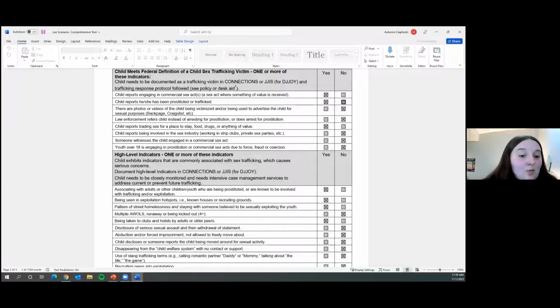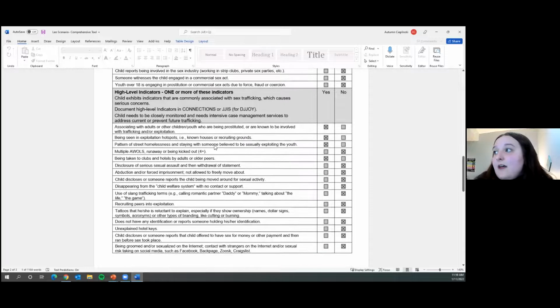So this is why it's so important to notify your safe harbor lead that you have submitted a referral for cases like Leo's. And like I said, this does not apply to school-based staff at all. So now we'll go into the high-level indicators.